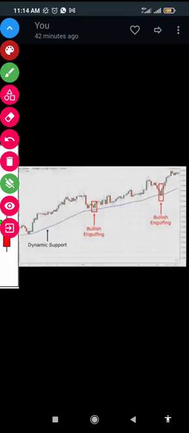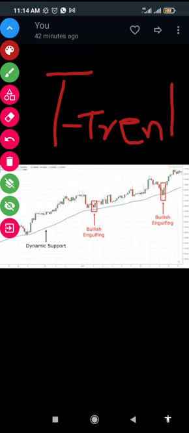The T in TAE stands for trend. Trend is the movement or direction of the market, whether it is going up or coming down. For this one, you can see that the price is going up. That is the trend.